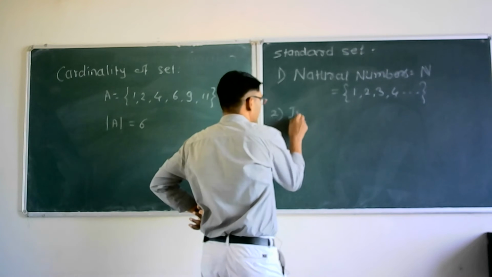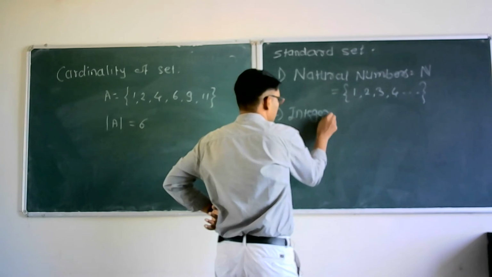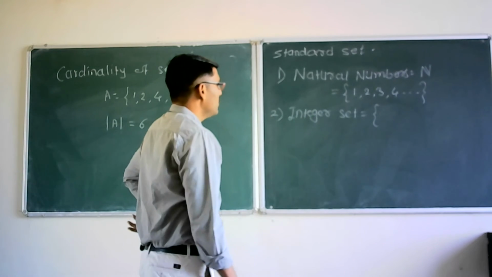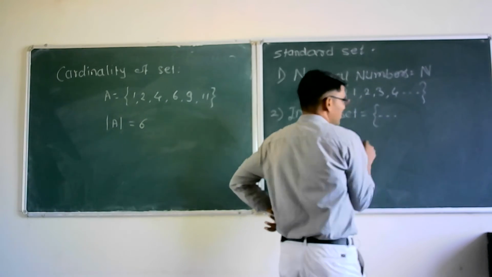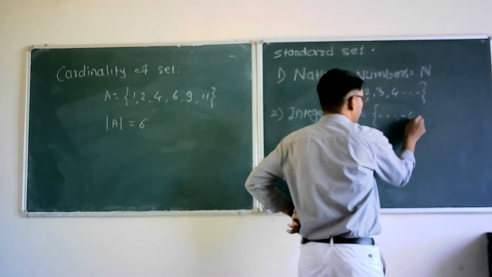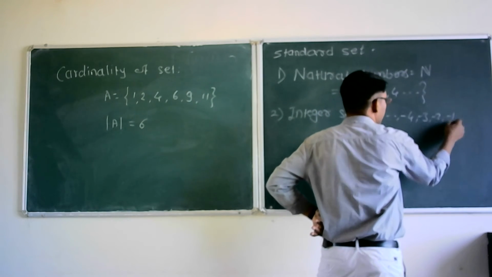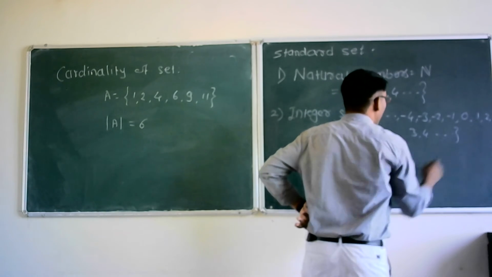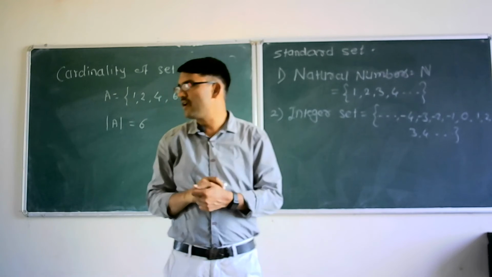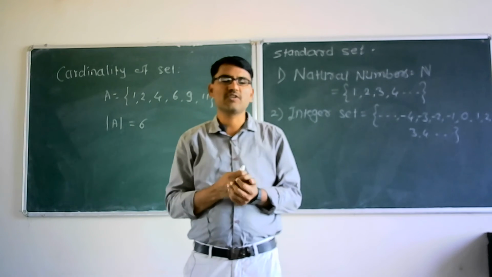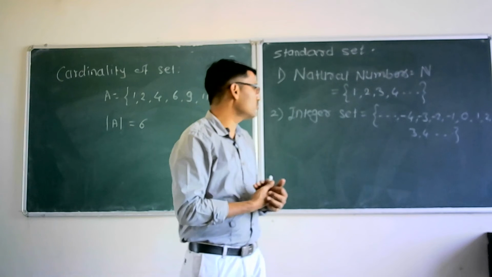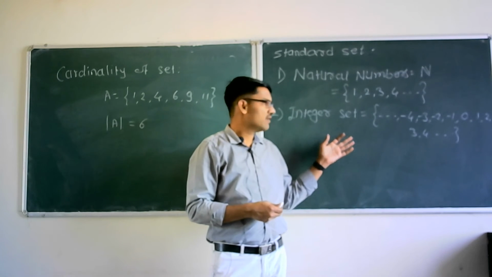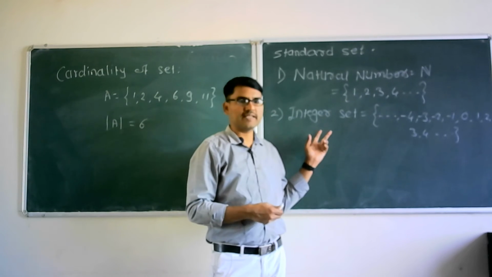Next, the integer set. It contains the negatives of natural numbers, that is, -4, -3, -2, -1, also 0, 1, 2, 3, 4 and so on. So if you add 0 and the negatives of natural numbers, then it forms the set of integers. In the second chapter, we are going to see the detailed properties of the integer set. There are two chapters based on this integer set.